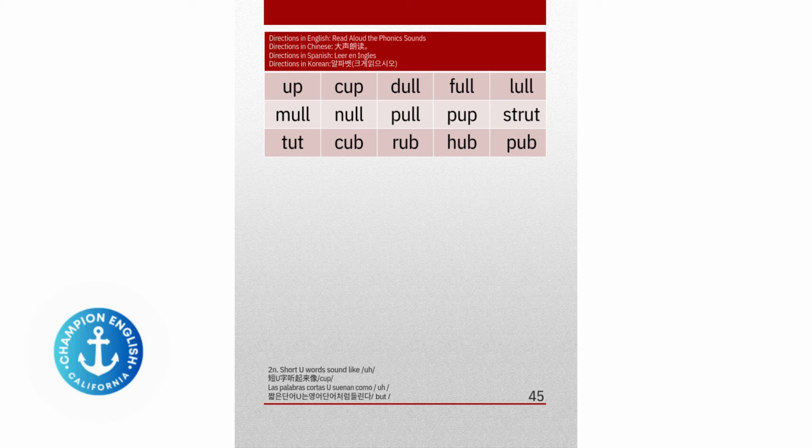P and up, pup. Str and ut, strut. T and ut, tut. C and ub, cub. R and ub, rub. H and ub, hub. And p and ub, pub. Great job, students. Now go ahead by yourself or with a partner, sound out each word 2 or 3 times.